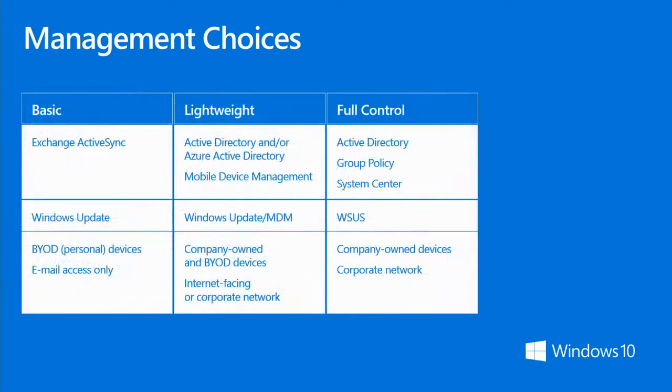We can group these into a few different broad categories. Basic really has been around for a long time, and that's kind of what we had supported with BYOD, using Exchange ActiveSync as a mechanism for applying basic security policies to the device. That was a decent start. You're getting patches from Windows Update. You can get to your email, but you can't really do a whole lot beyond that.